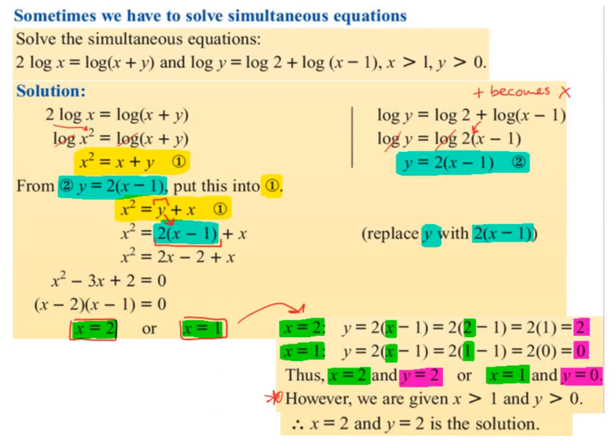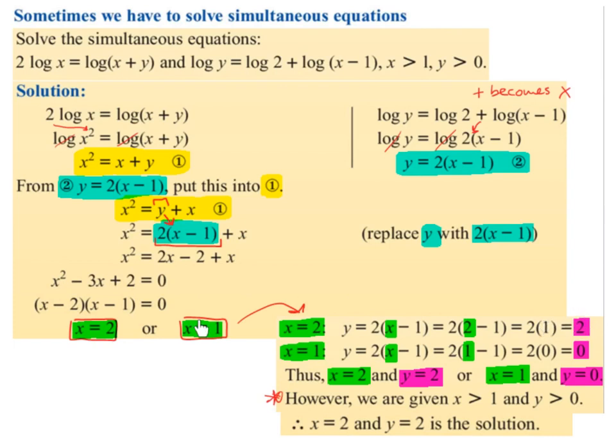So we're going to take x equals 2 first of all. And we're going to take the simpler equation, which was y equals 2 times x minus 1. So y equals 2 times x minus 1. We swap the x for 2. So we get 2 times 2 minus 1, which is 2 times 1, which is 2. So we get a y value of 2.